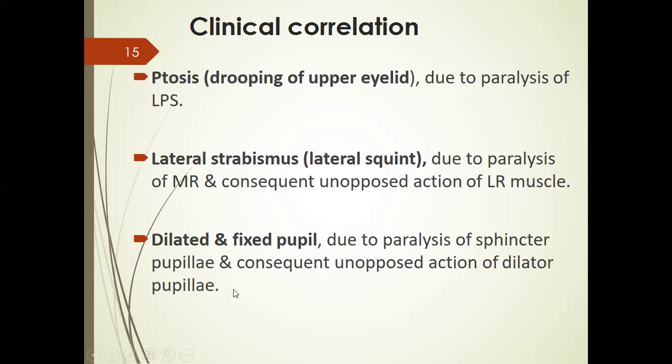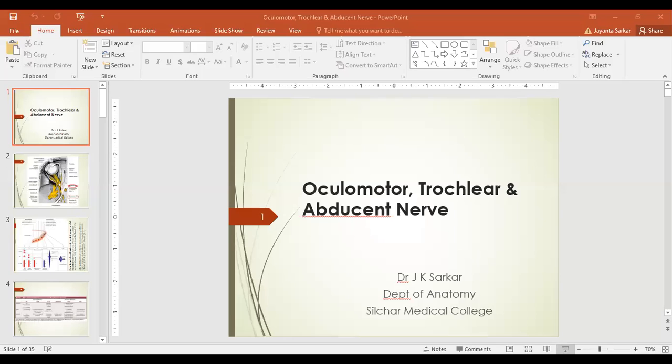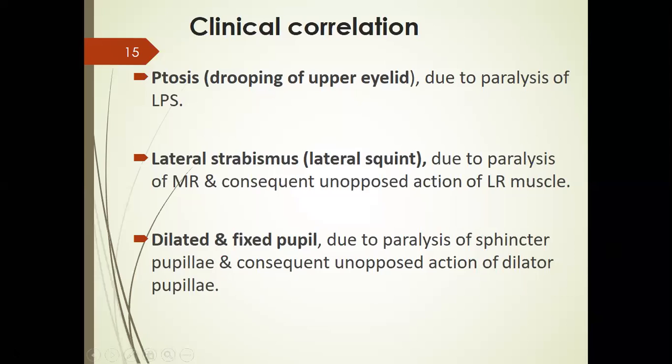So the third clinical condition is dilated and fixed pupil, and it is due to paralysis of the sphincter pupillae. So when there is paralysis of the sphincter pupillae, because of unopposed action of the dilator pupillae, the pupil will be dilated and it will be fixed.